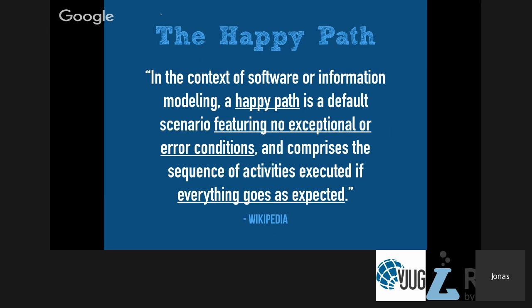Starting with, you probably heard about the happy path, right? The happy path is defined by Wikipedia, in the context of software information modeling, as a default scenario featuring no exceptional or error conditions, and comprises the sequence of activities executed as if everything goes as expected. Well, trust me, it never will. There is really no happy path, not even in the best of worlds, I think.